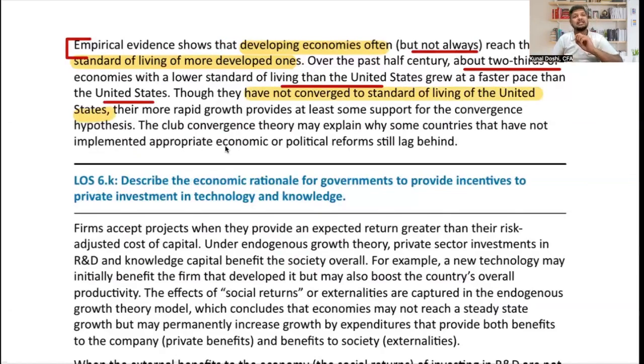of the US. So ironically, even though these countries' GDP has been growing at a higher rate than the US, it's still taking time for them to meet the standard of living of the US. When I say standard of living, I mean per capita GDP. Got it? Correct? The club convergence theory may explain why some countries that have not implemented appropriate economic or political reforms still lag behind.